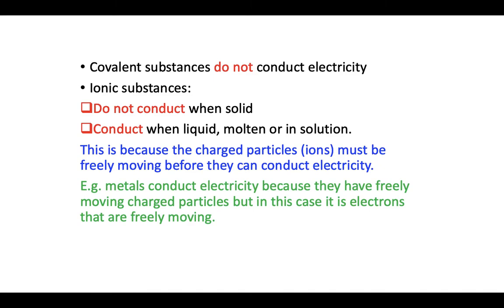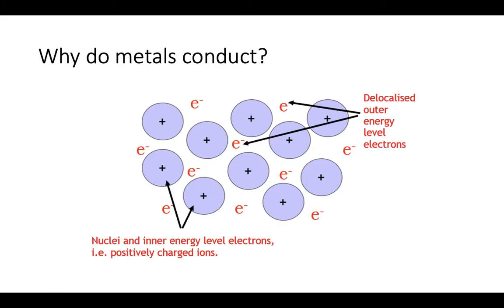Metals are able to conduct electricity as solids and as liquids. This is because they have freely moving charged particles, but in the case of a metal, it's the electrons that are freely moving. Now, I'm not going to leave it there. I'm going to explain it in a bit more detail. So why do metals conduct?